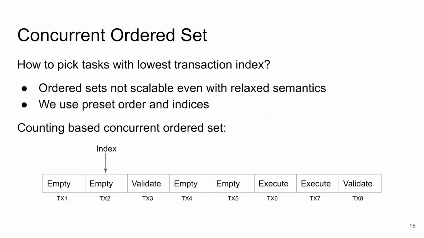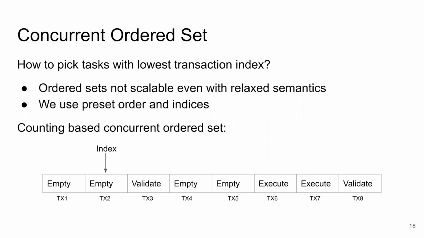And I think this is kind of novel. And the other novel thing is again very heavily dependent on the preset order. The idea is, how do we pick the tasks with lower transaction index? Because this is also really crucial for system performance. In fact, my advisor has a bunch of papers about it, and this is also a very well-studied topic, right?